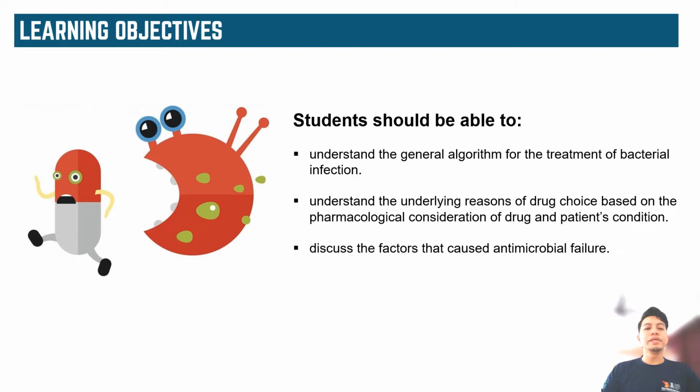As usual, here is the learning objective for this week's lecture. At the end of this week's lecture, you should be able to understand the general algorithm for the treatment of bacterial infections. Aside from that, you should be able to understand the underlying reasons for drug choice based on the pharmacological considerations of drugs as well as the patient's conditions, and you need to be able to discuss the factors that cause antimicrobial failure.